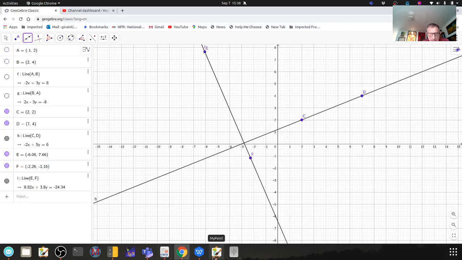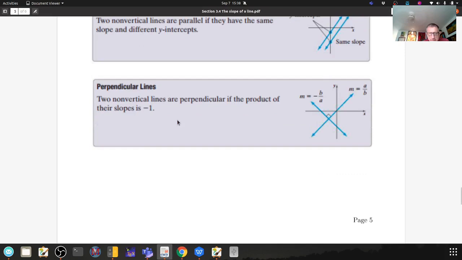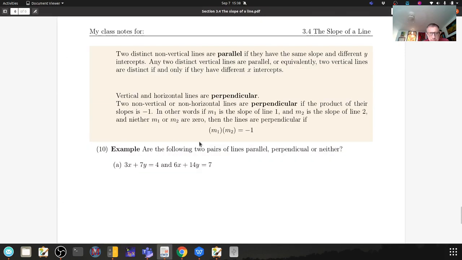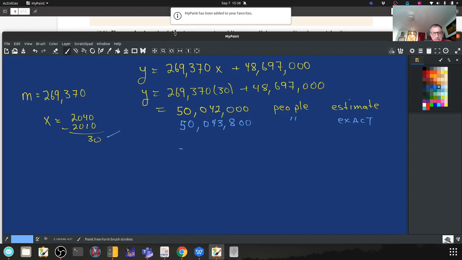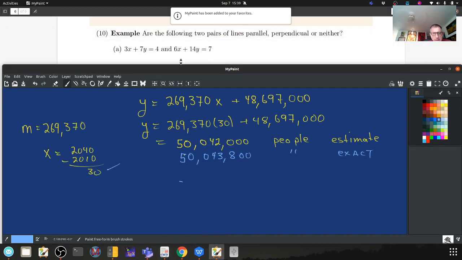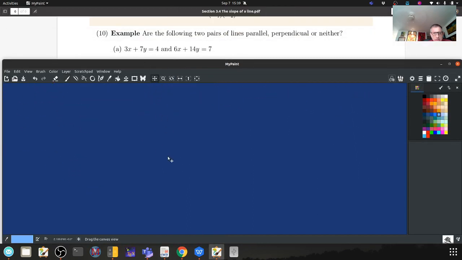So let's go back and see what exercises we're supposed to do. Let's find out, are the following two pairs of lines parallel, perpendicular, or either? The question always depends on their slope. So the first thing we do is find their slope. So first thing, find slope. So I have, this is 10a.